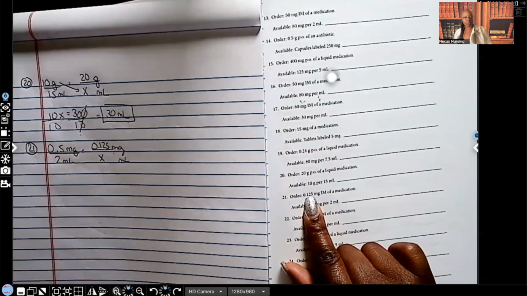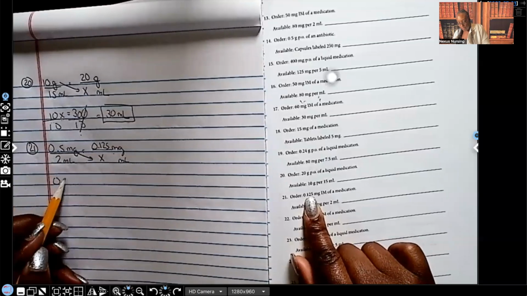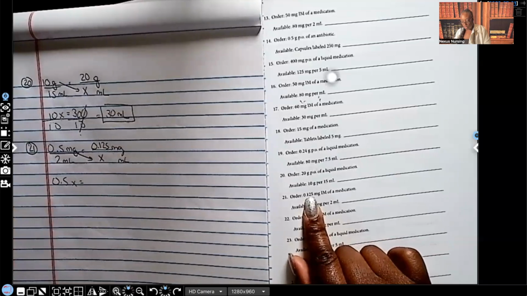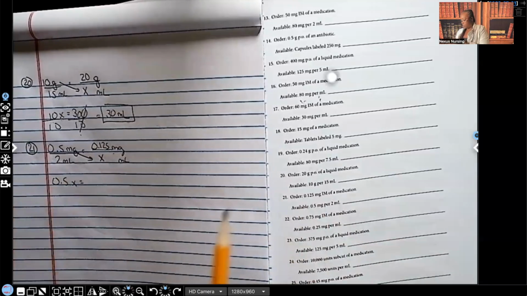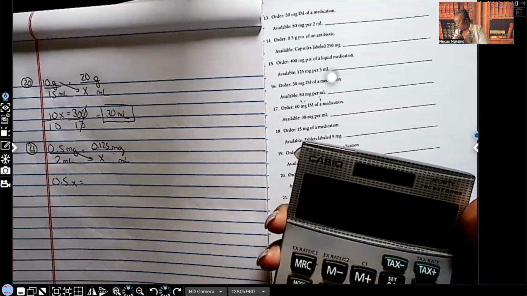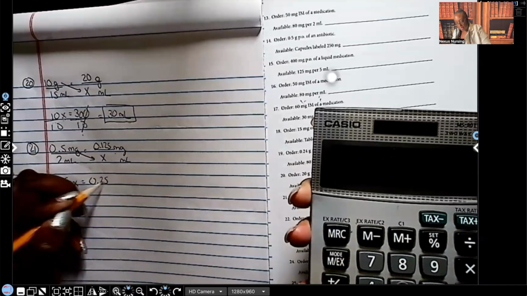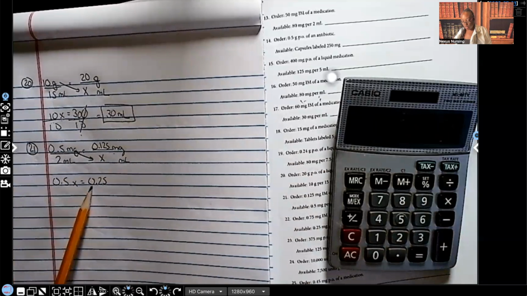0.125 over X. Now we can cross multiply. 0.5X is equal to 0.125 times 2. That gives me my 0.25. So now I have 0.5X is equal to 0.25.